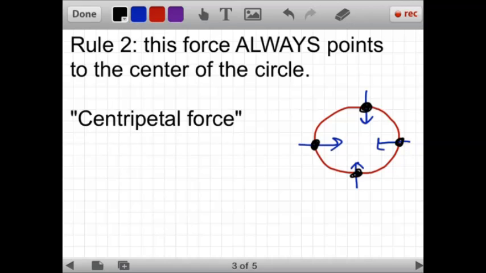And we call this force a centripetal force, and this word centripetal actually means center seeking. Right? And it has the letters C-E-N-T, cent, in it. So you should be thinking center when you hear this word. Always towards the center of a circle.